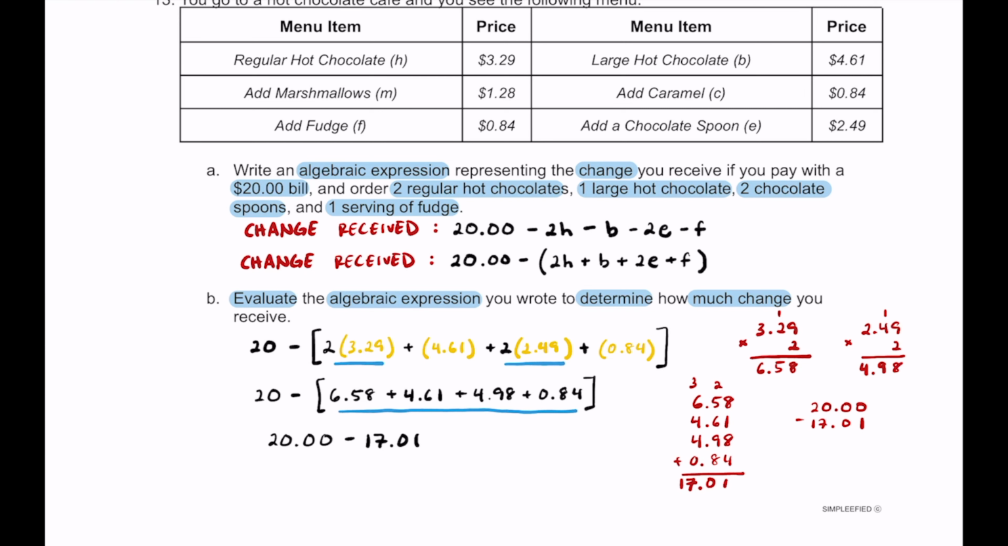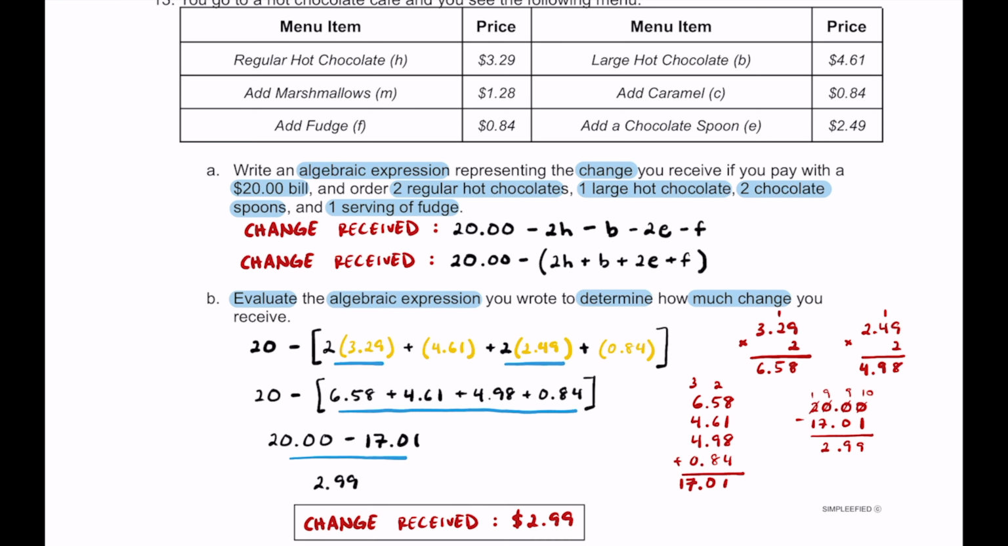So $20 minus 17.01. What you'd have to do is just go ahead and borrow from this 2 to 1. This will become a 9, this will become a 9, and this will become a 10. So if we go ahead and subtract here, 10 minus 1 is 9, 9 minus 0 is 9, and 9 minus 7 is 2. So this does equal $2.99 when we subtract. Therefore, we can conclude here that the change you receive from this hot chocolate cafe is going to be $2.99. That would be our final answer.